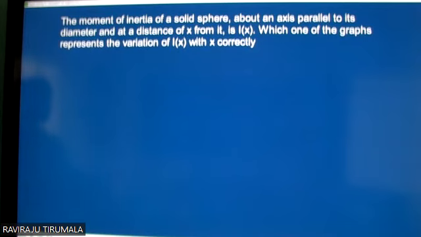The moment of inertia of a solid sphere about an axis parallel to its diameter and at a distance x from it is I. Which one of the graphs represent the variation of I with x correctly? This is also a question given in previous JEE examination only, but I have not given here all the options. But now we have to draw the graph for the given question.